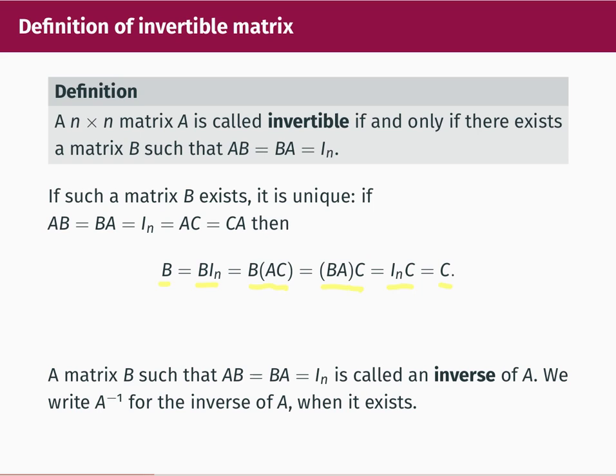A matrix B such that A times B and B times A are equal to the identity is called an inverse of A, or sometimes a multiplicative inverse of A. We write A to the power minus 1 to denote that inverse.